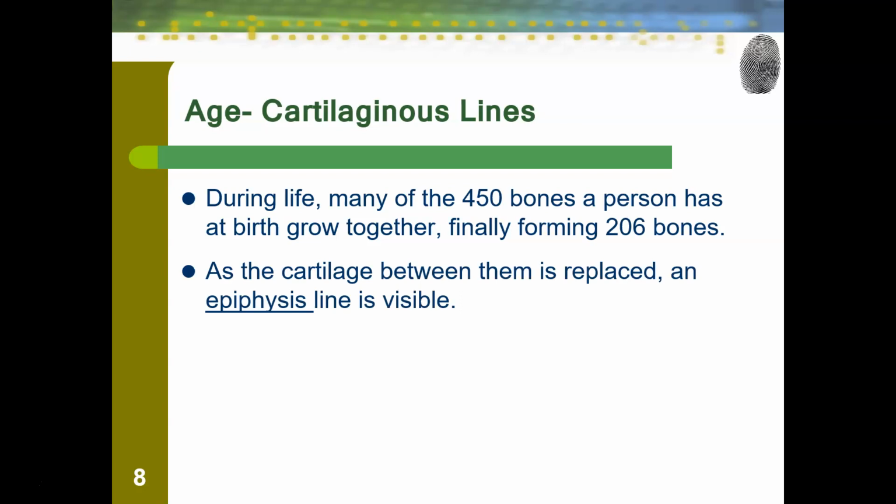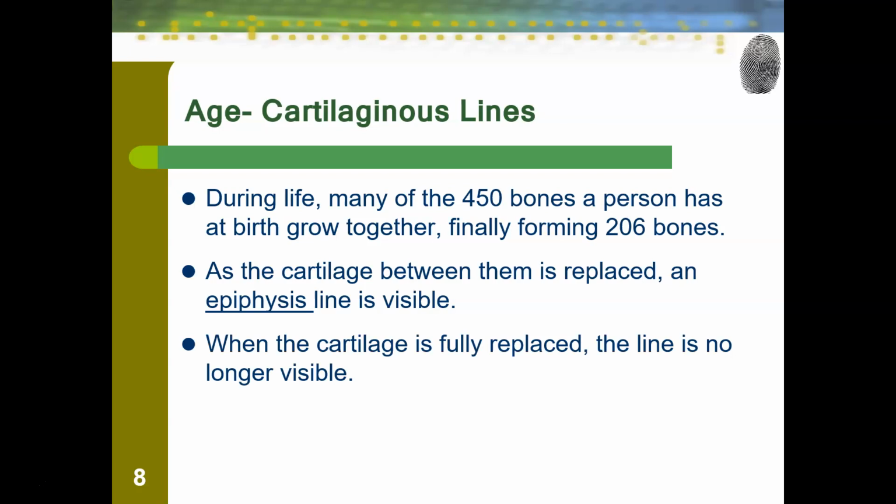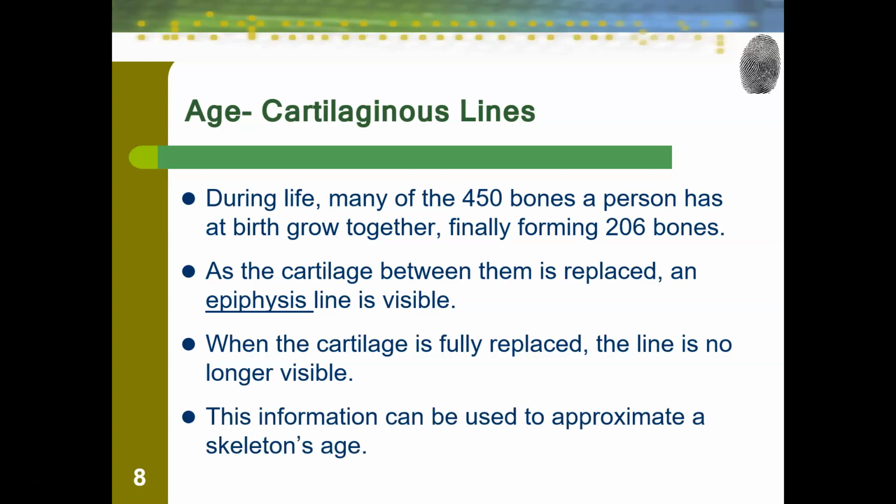So originally, we have bone being separated by cartilage, and over time, those osteoblasts, which we previously learned about, are going to replace that cartilage with bone, and as it does so, we get what we call an epiphysis line that is visible. When the cartilage is fully replaced, that line is no longer visible. So we can track where that line is, how visible it is, or if it's no longer visible to determine an approximate age of someone. So this information can be used to approximate a skeleton's age.